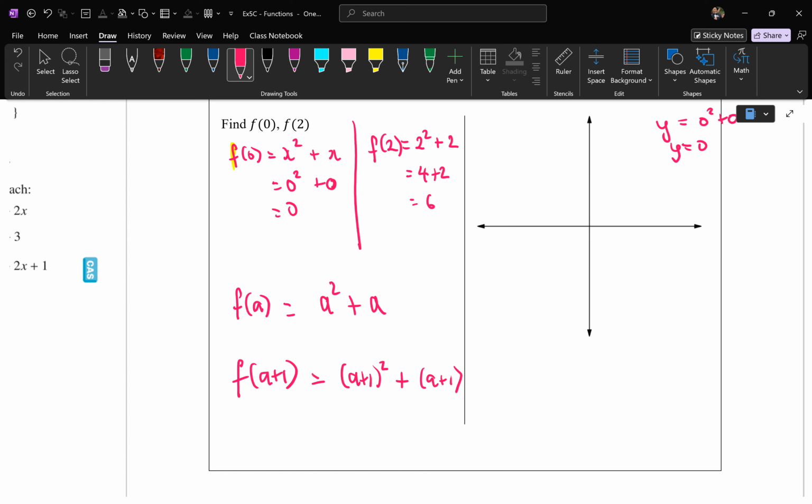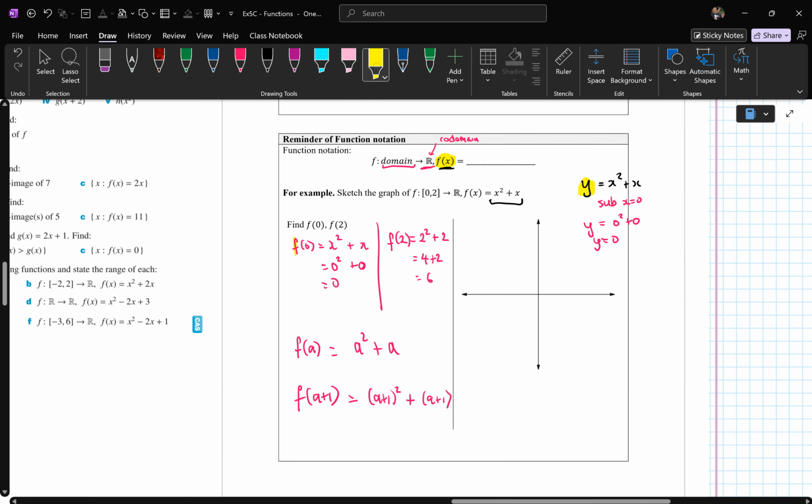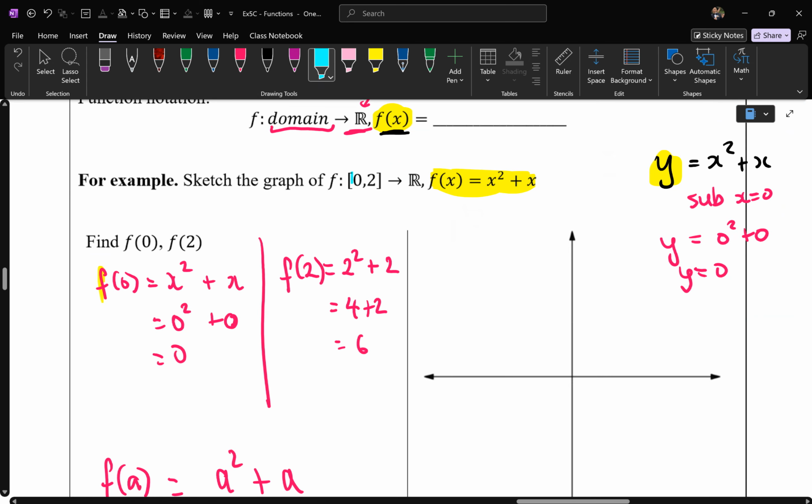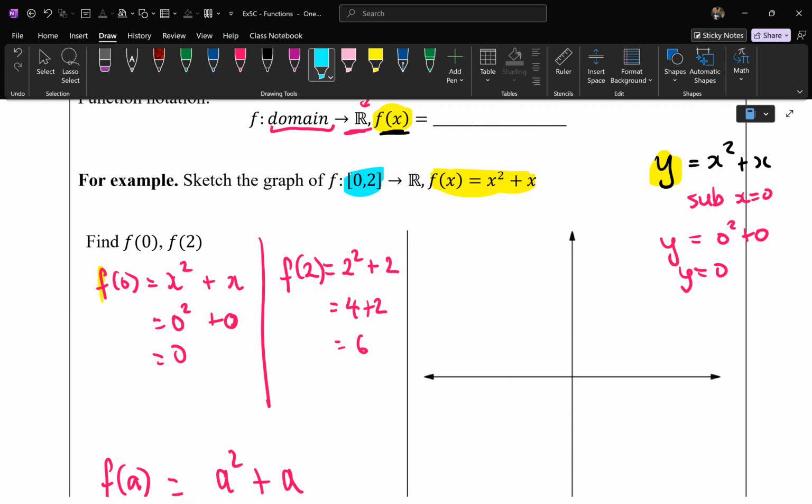All right. Now, you can read the function. Great. But notice, I have 0 to 2. What is that 0 to 2? What does that mean? What's this 0 to 2? What's that called again? It's not a quarter. Not a coordinate. This is your domain. Okay, now what is domain?